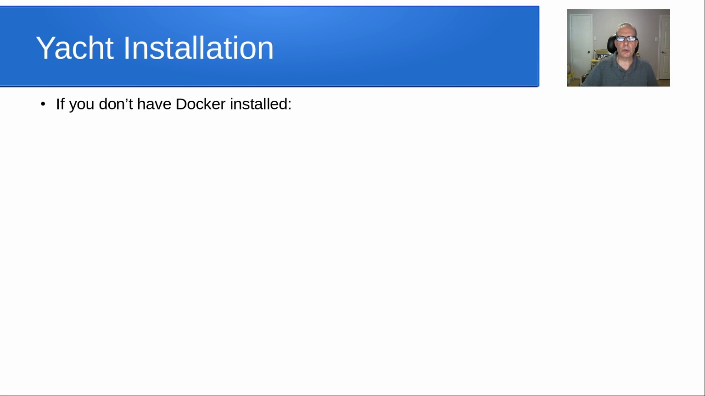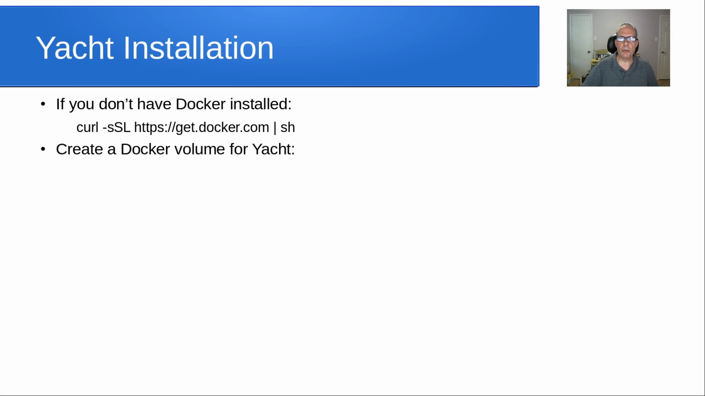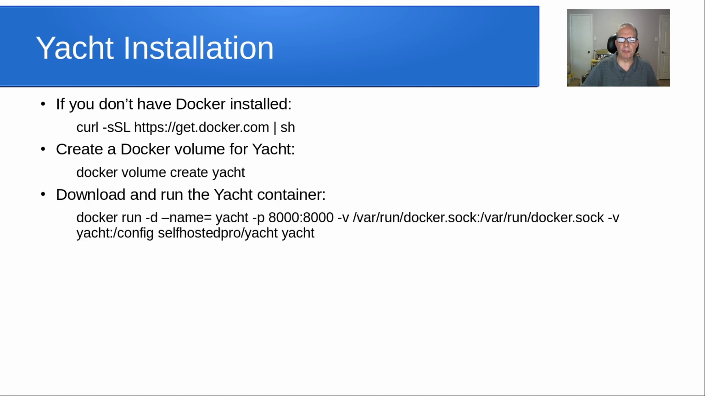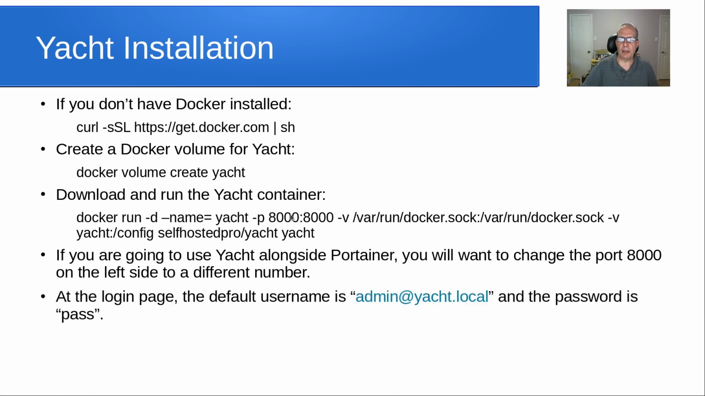If you don't have Docker installed, you're going to use this curl command to install Docker on your host. And then you create a Docker volume for Yacht with the docker volume create yacht command. Download and run the Yacht container with the following command. If you're going to use Yacht alongside Portainer, you're going to want to change port 8000 on the left-hand side to a different port number. At the login page, the default username is admin@yacht.local and the password is pass.